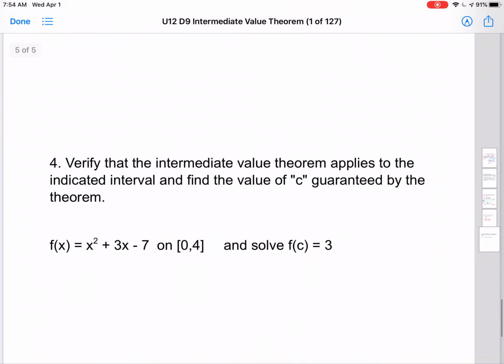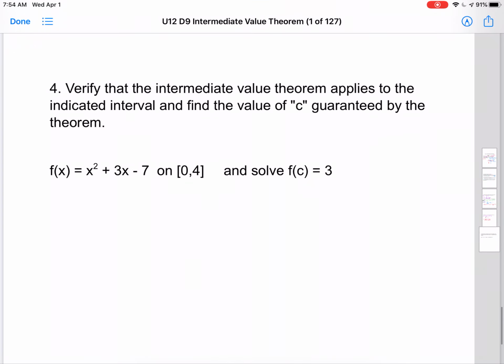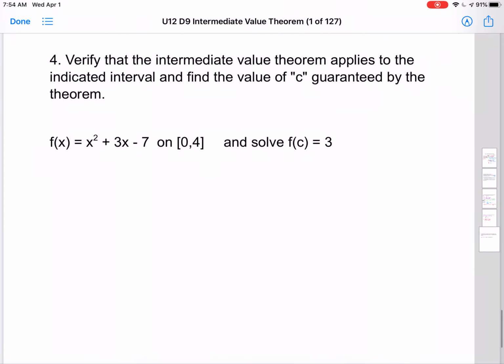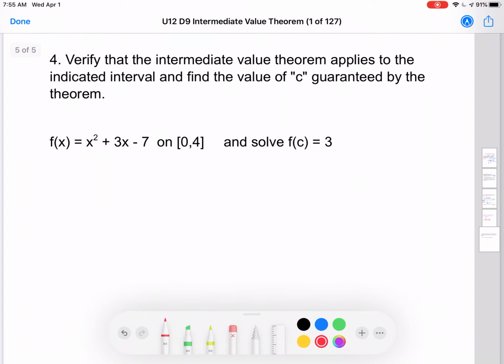Alrighty, and one more question. It says verify the intermediate value theorem applies to the indicated interval. So we're going to verify again that I get 1 positive y, 1 negative y. And then we're going to find the value of c that's guaranteed by the theorem. That means that I'm absolutely going to be able to find that x value for 3, which lies in between here. Okay, so first let's plug in 0.